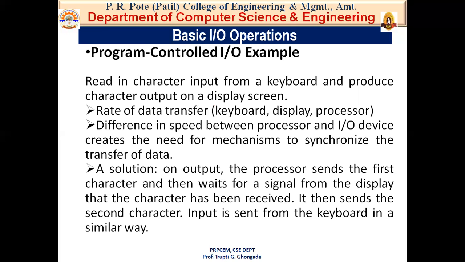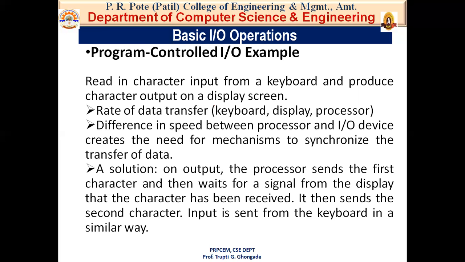This is called synchronization. The solution to this problem is that on output, the processor sends the first character and then waits for a signal from the display that the character has been received. For example, you press three keys on your keyboard, say A, B, and C. The processor receives those keys A, B, and C.